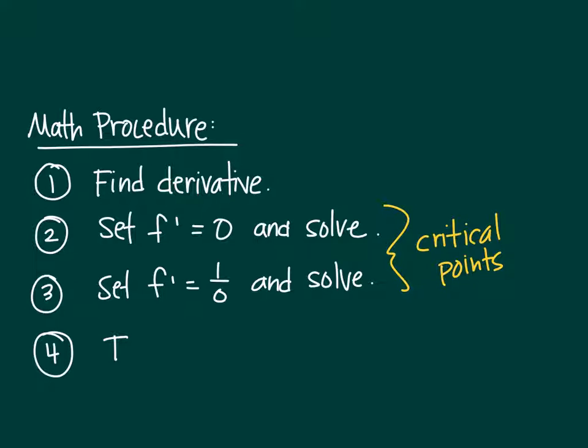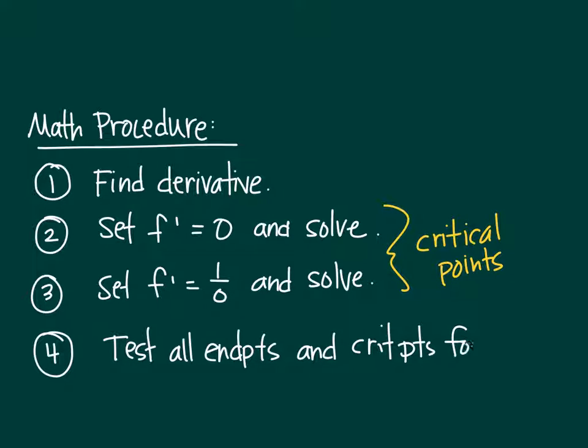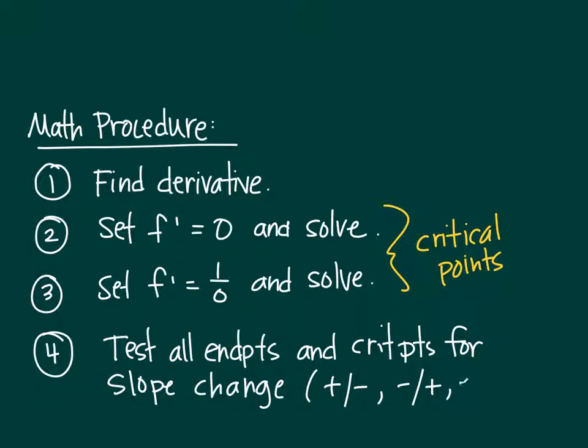And then the fourth thing is to test all endpoints and critical points for slope change. And when I'm talking about slope change, I'm talking about plus, minus, minus, plus, etc. Or maybe no change at all. And I'm going to show you a nice mathematical way to do that.